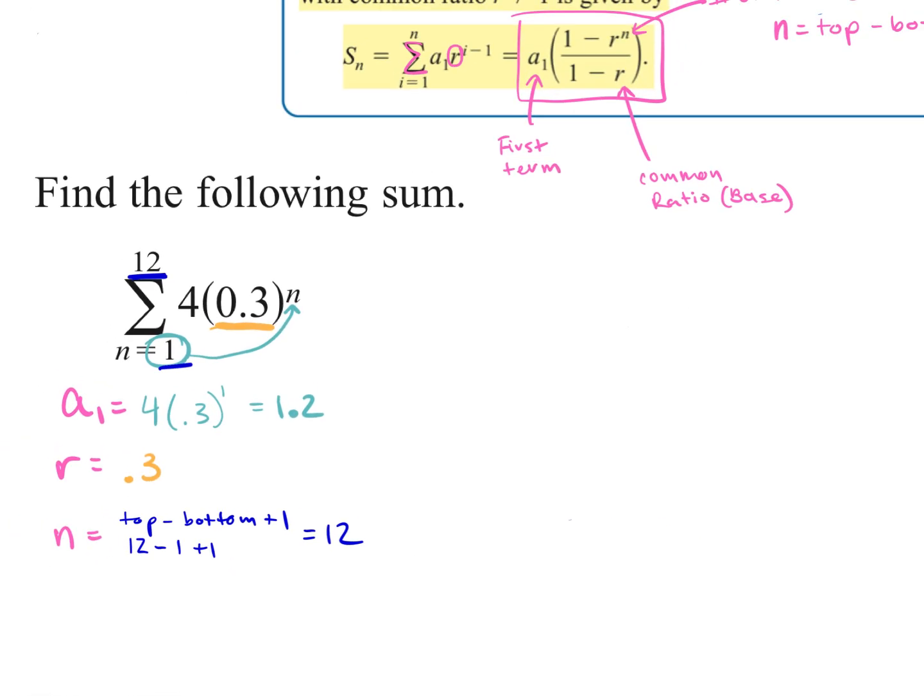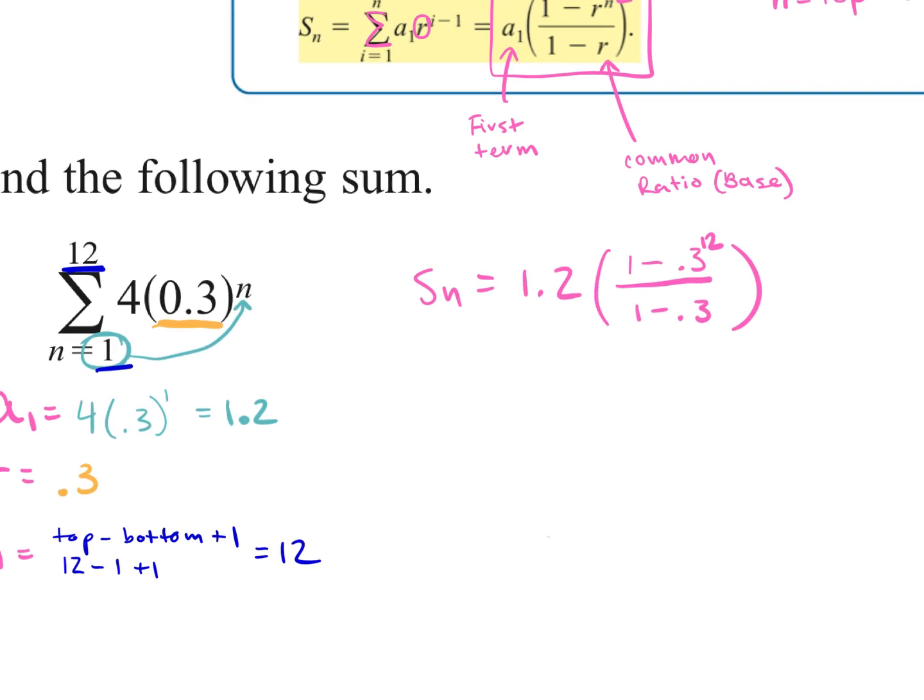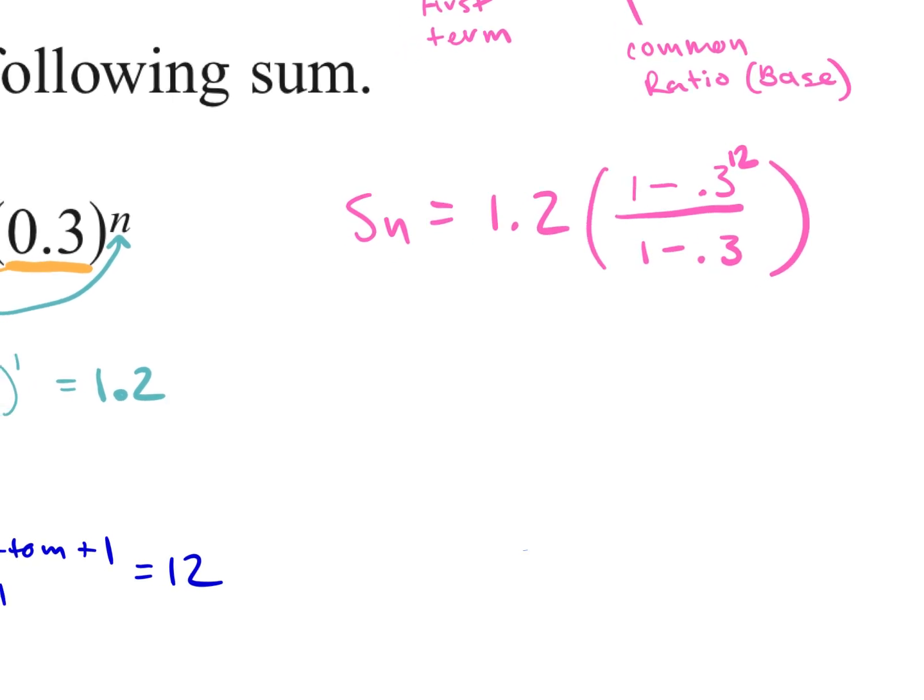Now let's plug everything into our formula. So our sum is equal to the first term, which is 1.2, times 1 minus r, which is 0.3, to the power of n, to the 12th power, over 1 minus 0.3. Now I would say the hardest part of this question is just putting it in the calculator. So be careful with your order of operations.